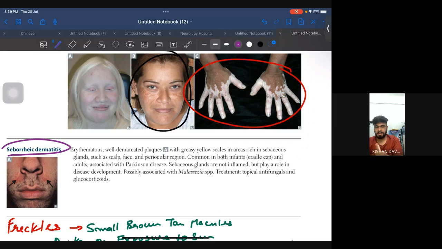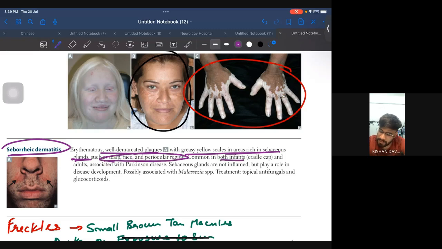It is different from seborrheic keratosis that we saw in the GIT cancer. Okay, both are different things. This is seborrheic dermatitis. Let's just see. Erythematous, well demarcated plaque with greasy yellow scales in areas reaching sebaceous glands, for example scalp, face, and periocular region.